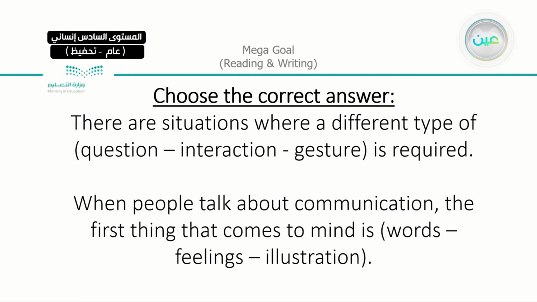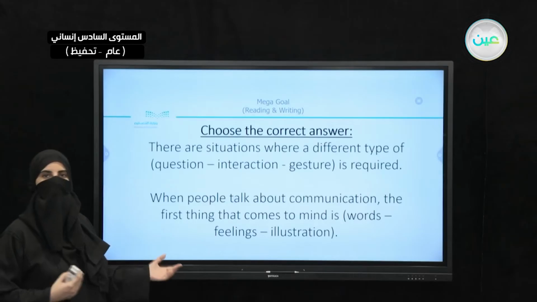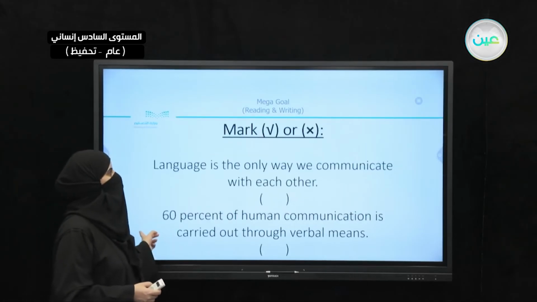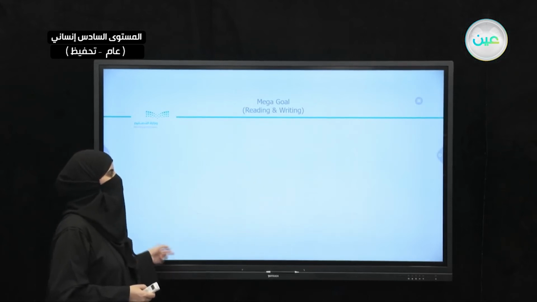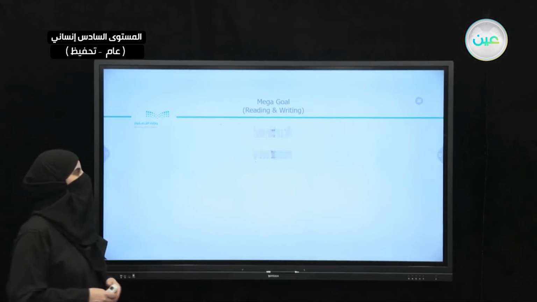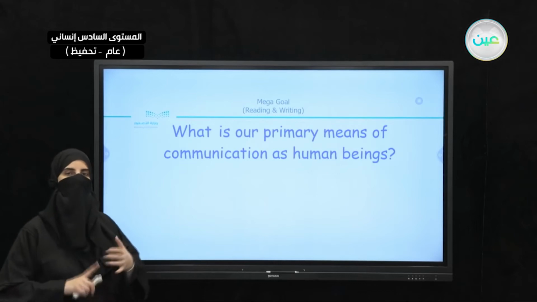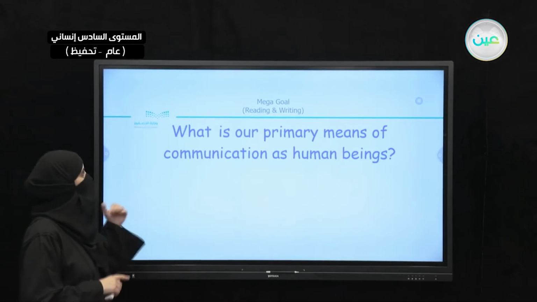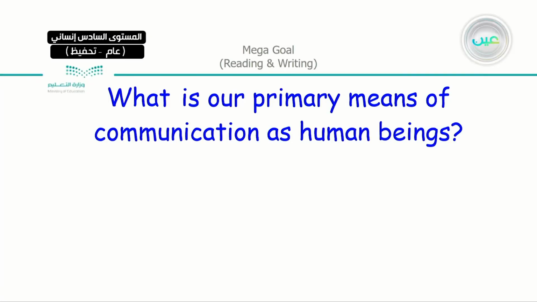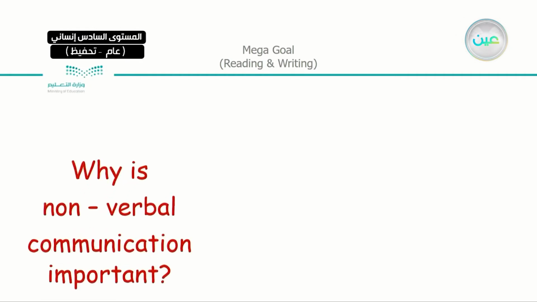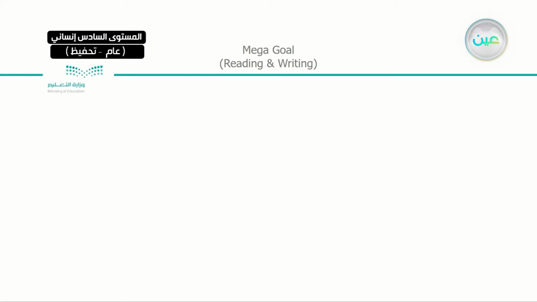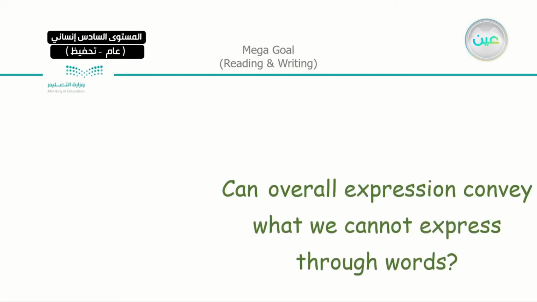Of course, we have our questions like the choose questions. We have also true or false questions. And of course, we have our main questions, which can be either WH questions or yes/no questions. For example, we have here, what is our primary means of communication as human beings? We can have also, why is nonverbal communication important? And we have also a yes/no question, for example, can facial expression convey what we cannot express through words?